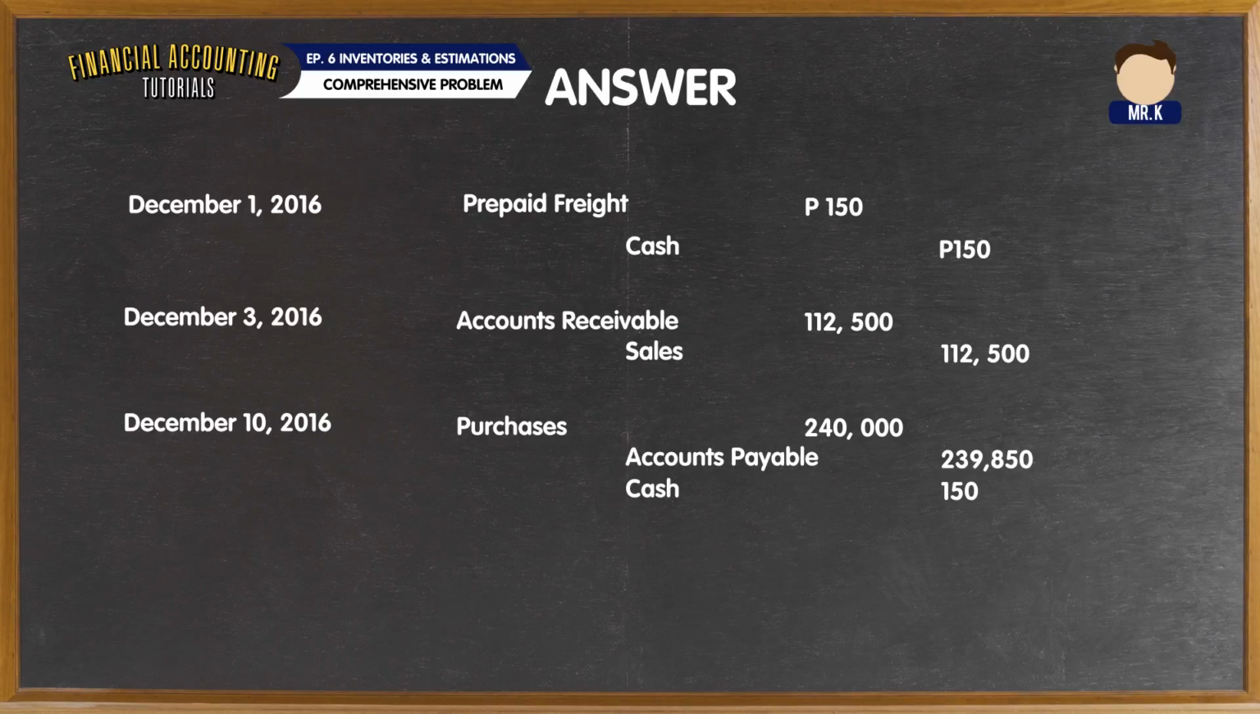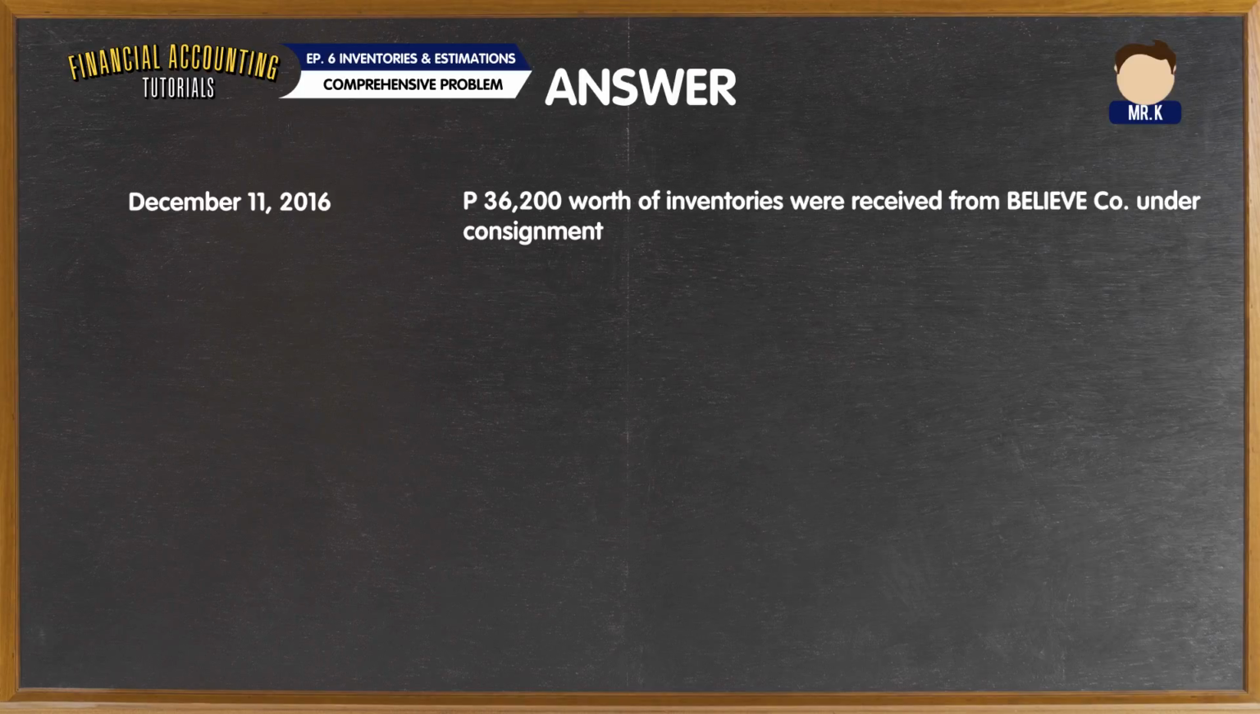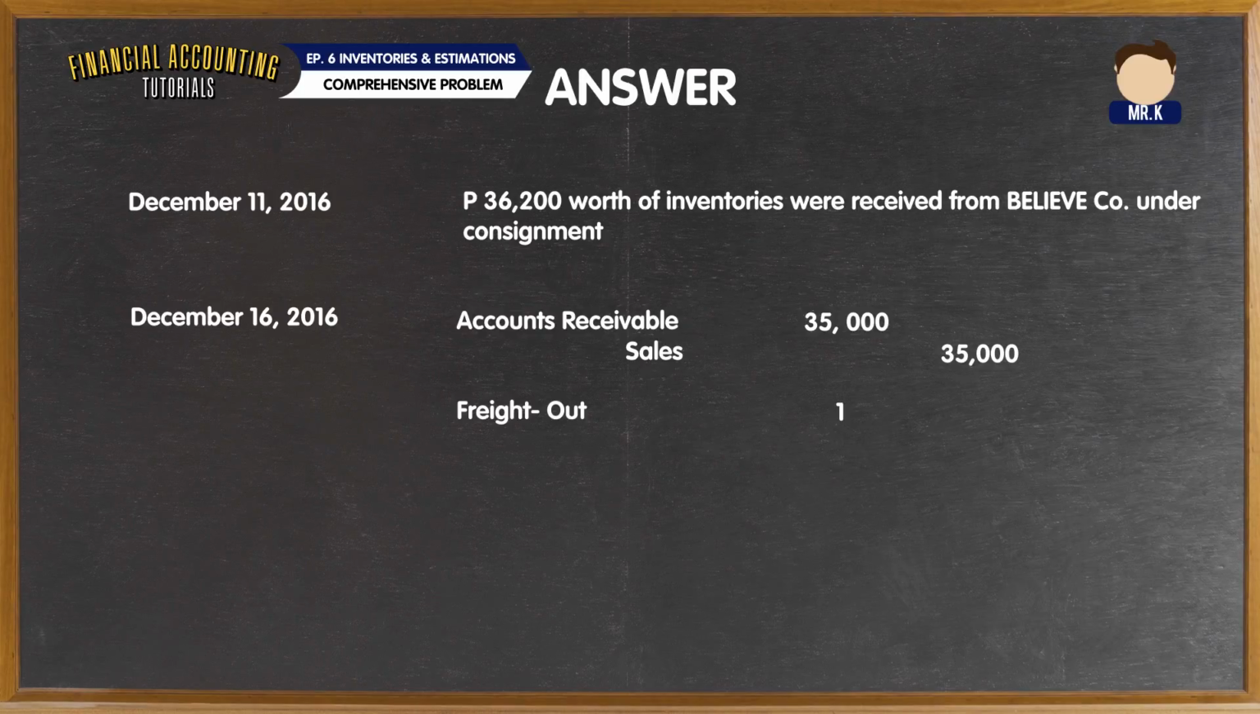Also on December 10, we debit our accounts payable of 40,000 and we credit purchase return of 40,000. On December 11, there will be no journal entries as the goods given by Believed Company are under consignment terms. On December 16, 2016, we debit accounts receivable of 35,000 and credit sales of 35,000. We also debit freight out and credit prepaid rate of 150 pesos.